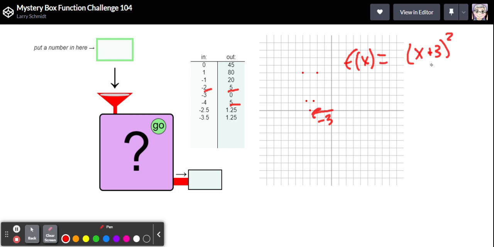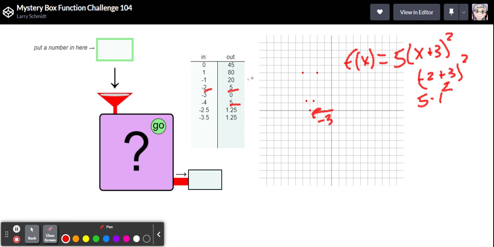So let's think about what's going on here. I'm going to put in the -2. You get -2 plus 3 and square it. Well, that's 1 squared, but what we get out is 5. So what are we multiplying by? Well, I think it has to be 5. So that's my guess there. Let's plug in another point and see if it actually works.